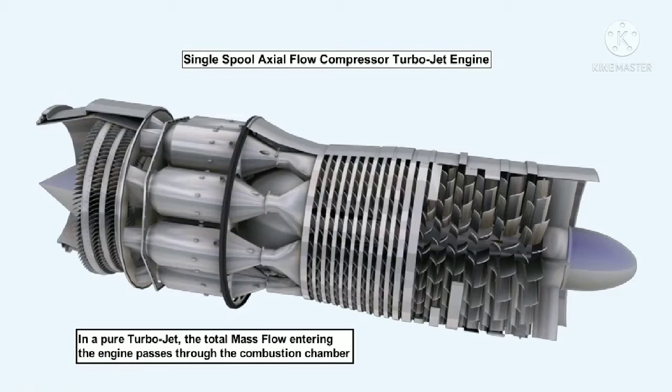When a compressor and turbine are joined on one shaft, the unit is called a spool. This diagram shows a single spool axial flow compressor turbojet engine.